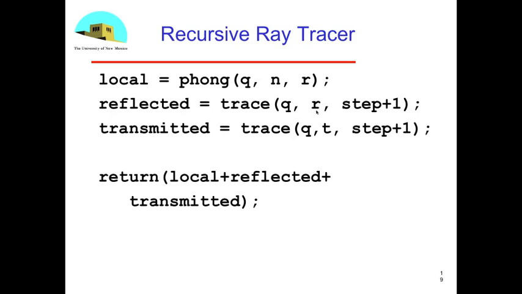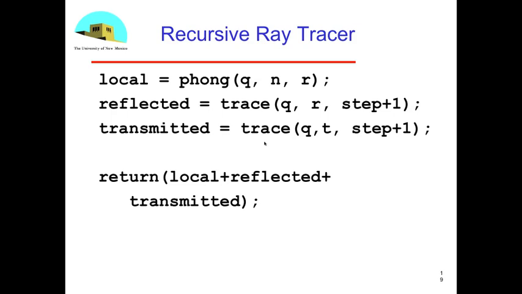So from that point, I go off in the reflected direction. From that point, I go off in the transmitted direction, increase the step count, and I return at the end the sum of the local color I computed with the Phong model plus the color that's returned from the reflected ray and the transmitted ray. So the pseudocode is incredibly simple. What was that, about 10 lines of code or something? And you can now take that apart and do it.